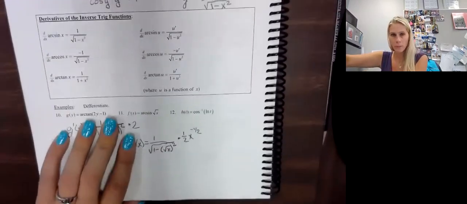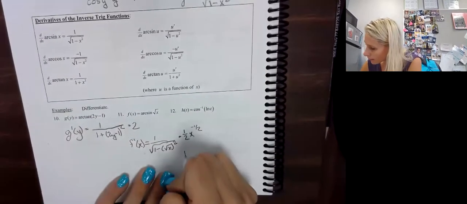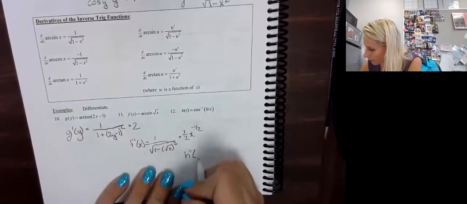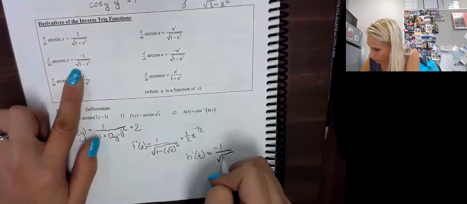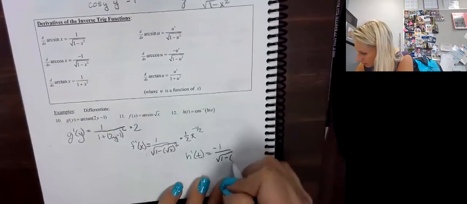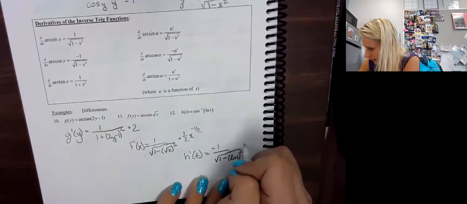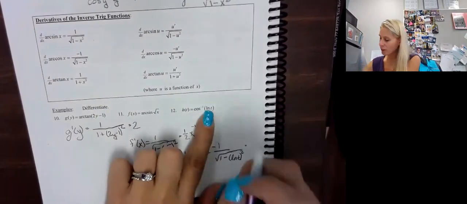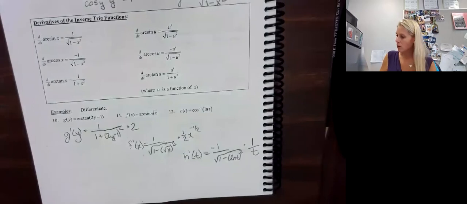Let me give myself a little bit more room here. So the derivative of inverse cosine equals, so let me do that cosine first. So -1 all over the square root of 1 minus ln of t squared, that inside squared, times the derivative of the inside, which is 1 over t. There we go. Did it. All done, guys. Try that out. If you have any questions, ask.